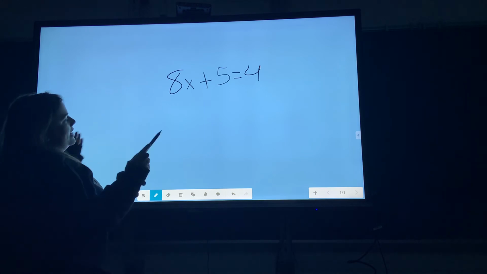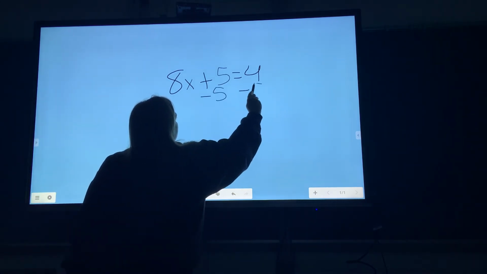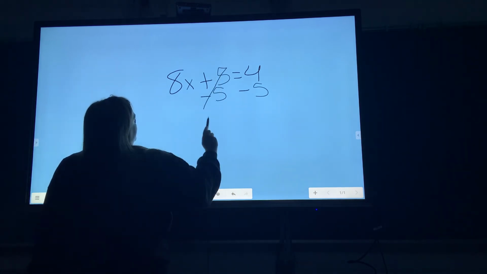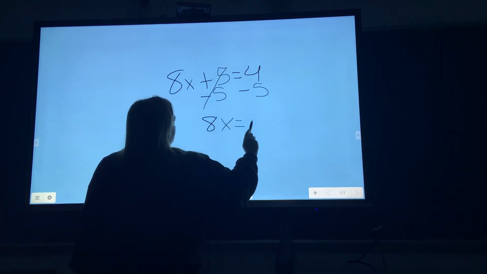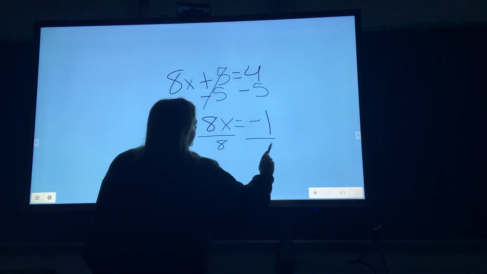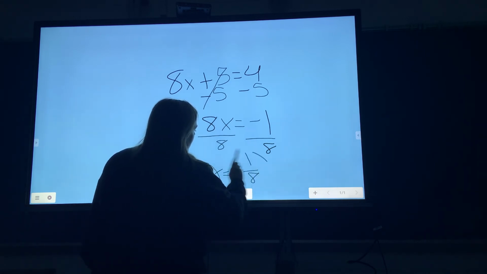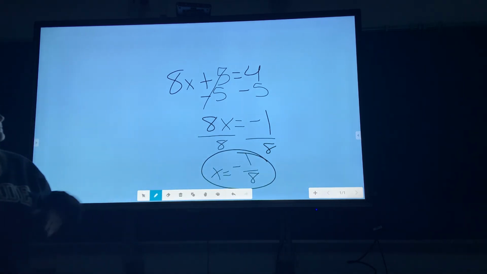Now I just have 2 steps left. Subtract 5 from both sides, and then 8x equals -1. Then divide both sides by 8. x equals -1/8. And we are allowed to get fractions.